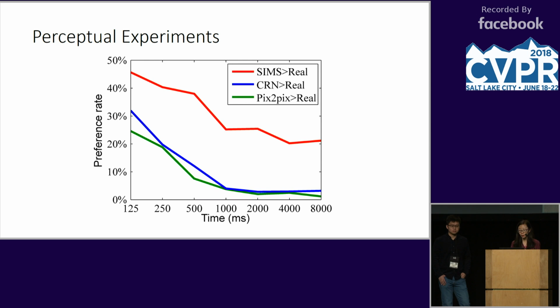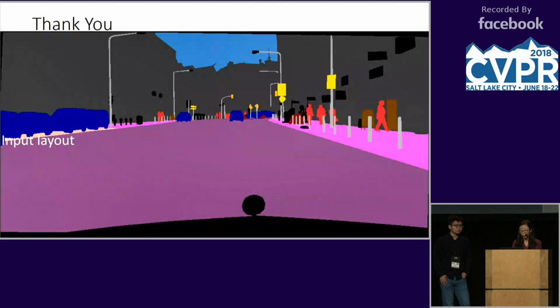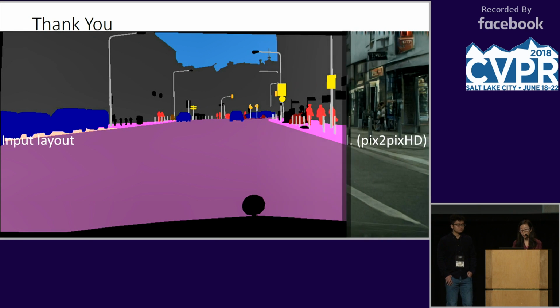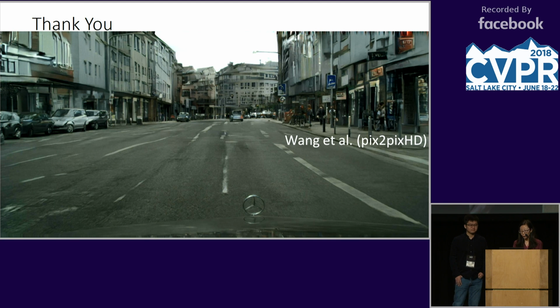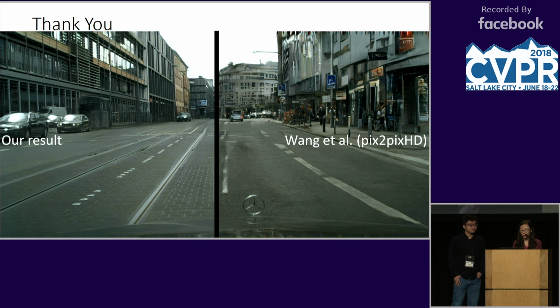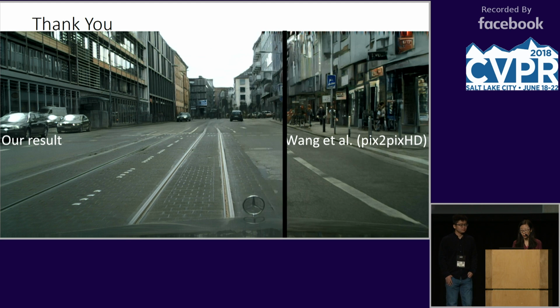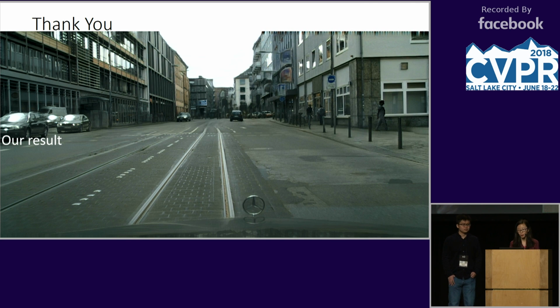We have also conducted time-limited pairwise A/B tests. In the experiment, a pair of real image and a synthesized image is shown to a person for a limited amount of time. In less than a second, people have a hard time to tell if our synthesized images are realistic or not. We now show comparisons with Pix2PixHD, which is a concurrent work that was shown in the previous talk. These comparison videos will continue to play while we are happy to take questions. Thank you.